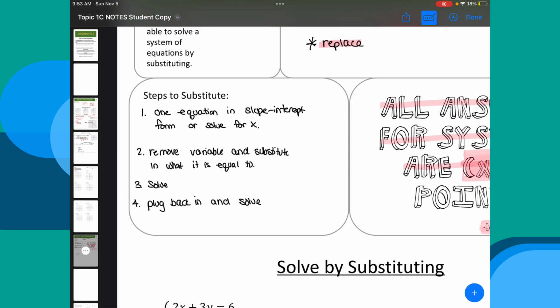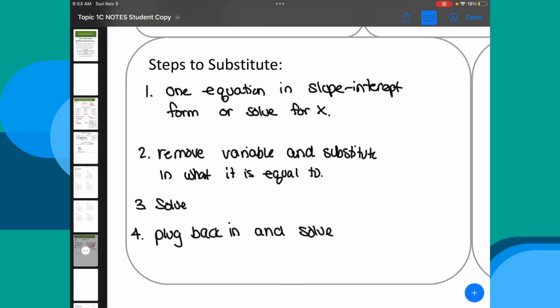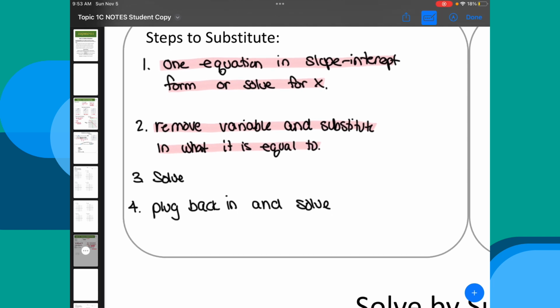Okay. So here are the steps. Make sure you get these down. The first step is that you need one equation in slope-intercept form, or you could have it solved for x. Either way, you need a variable isolated. Once you have that, you're going to remove the variable in the other equation and substitute in for what it's equal to. We'll then solve, and then we're going to have to plug it back in and solve for the other variable. We first solve for like x, and then we solve for y.